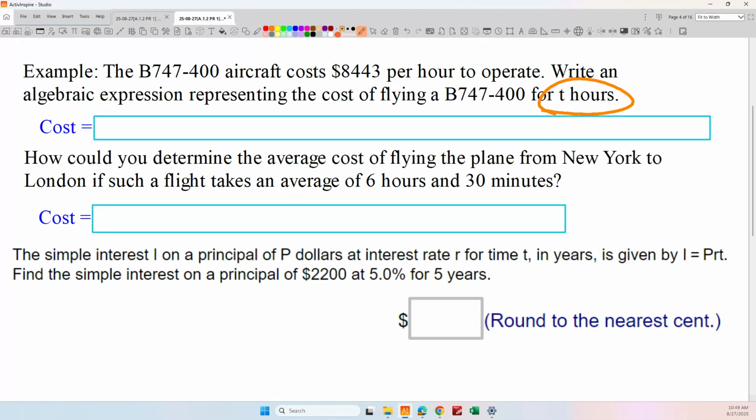Why is it probably a good idea to have T be a variable instead of a constant there? Yeah, because the amount of time I'm flying this, we might want to change that, and figure out what the cost is for multiple different scenarios, not just one, right? So we want that to be a variable. So what would that expression look like? 8,443 times T. I like it. I agree with you. Okay, so that's the expression.